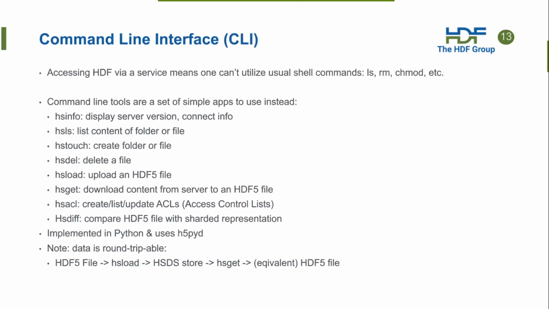And there's a set of command line tools. So for example, let's say you wanted to remove an HSDS, air quote, file. Well, there's no directory, right? You can't do rm splat. You have to use one of these CLI tools, like hsrm in this case, to delete that particular file.